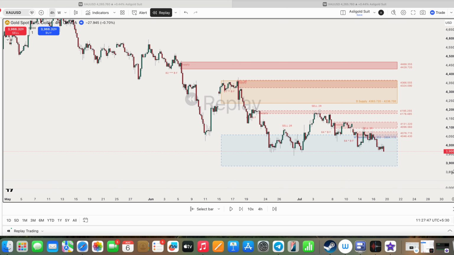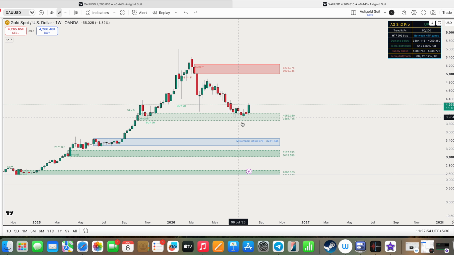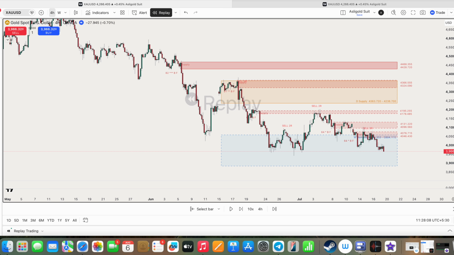Look at this green zone down here, or the blue zone you can see here, an area where strong buying started before. Supply is where selling was born, demand is where buying was born. That is the whole concept.